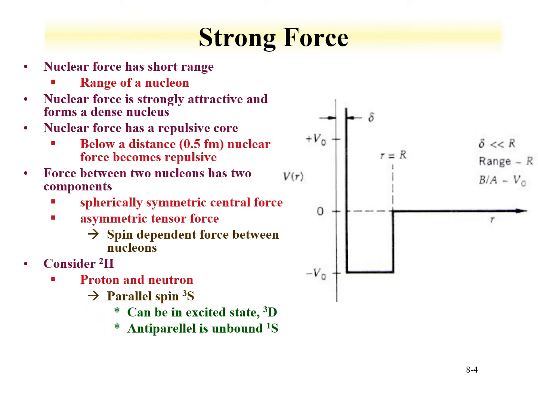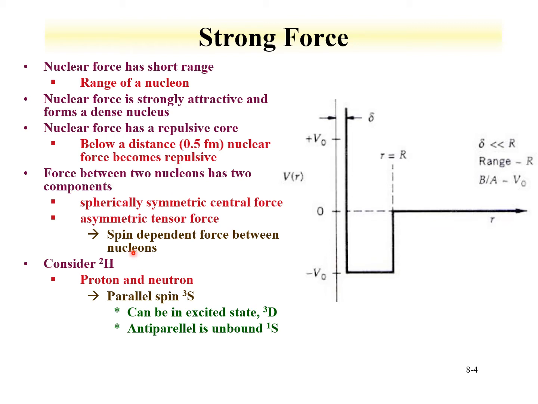As we've already seen, the strong force has a relatively short range. It's on the range of a nucleon. This is one of the reasons why the nucleus is dense. This strong force makes this attractive force in the nucleus so that the nuclear material ends up being extremely dense. There's a force between two nucleons that has two components. There's a spherical, symmetric force, and then an asymmetric force.